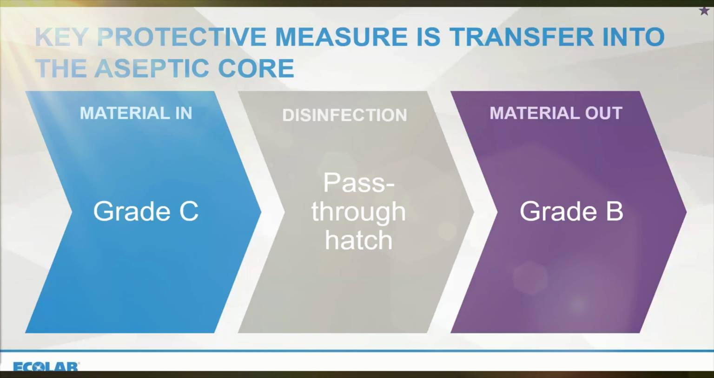So here, we've got a more simple representation of that process. Here we're moving from grade C into grade B using a pass-through hatch. And there are two key measures that we need to consider at this stage. One is removing a layer of wrapping, and the other is undertaking an effective disinfection step. And in the context of at least aseptically filled products, this would need to be a sporicidal disinfection step.